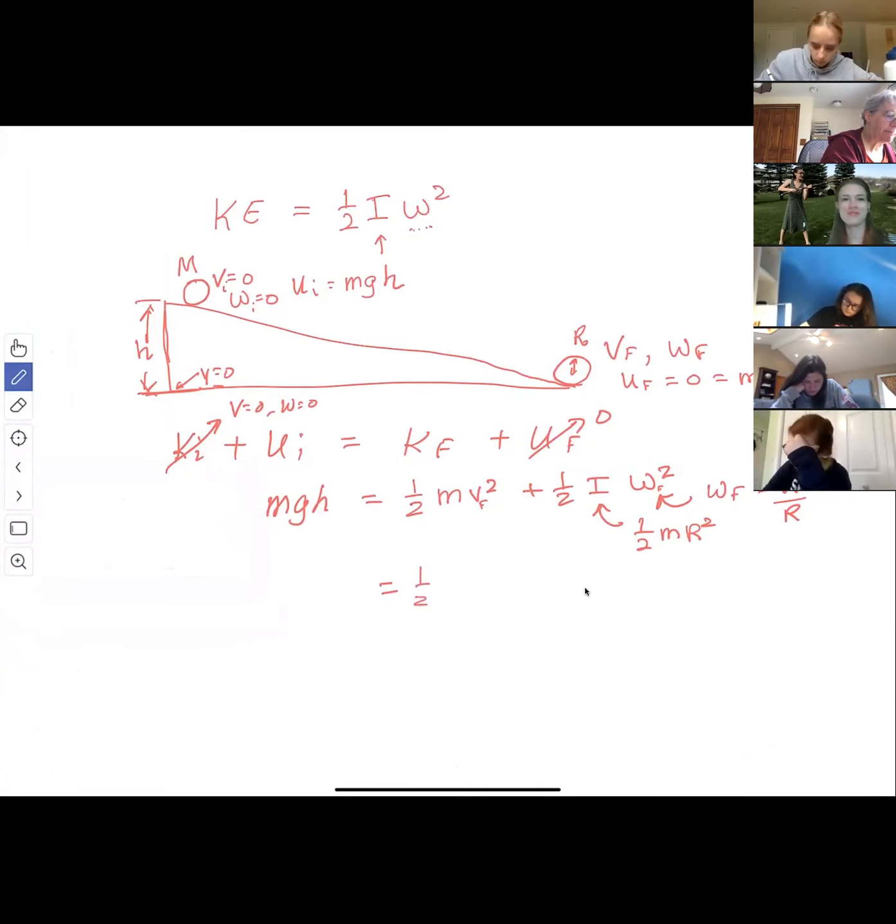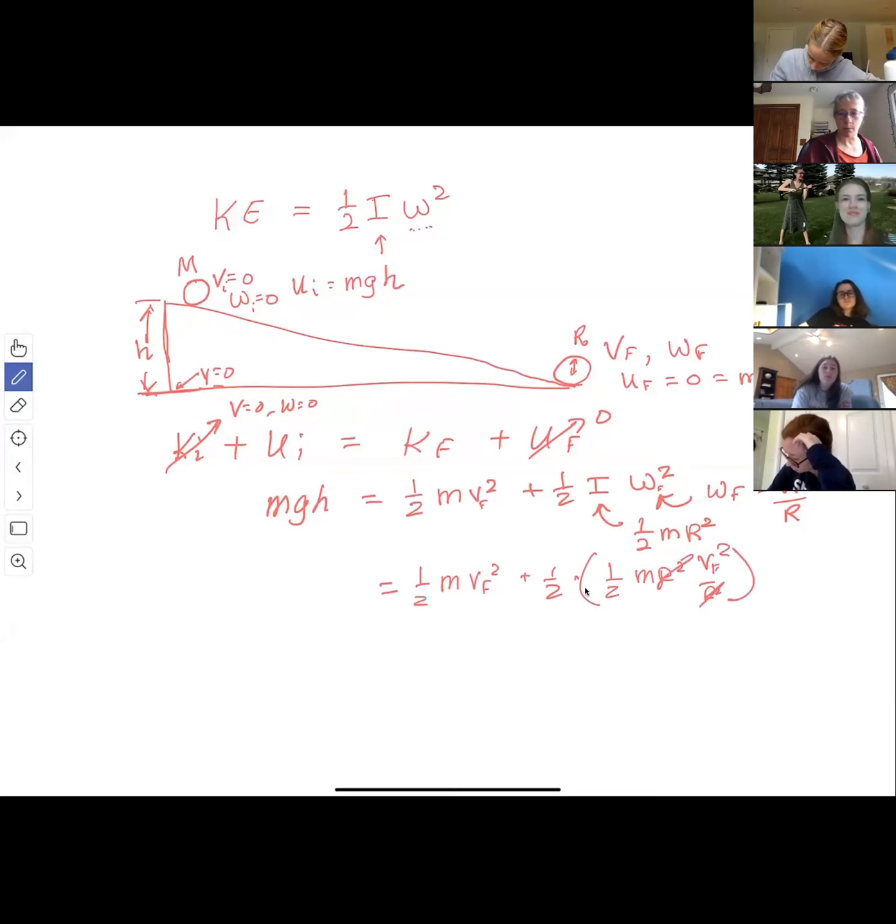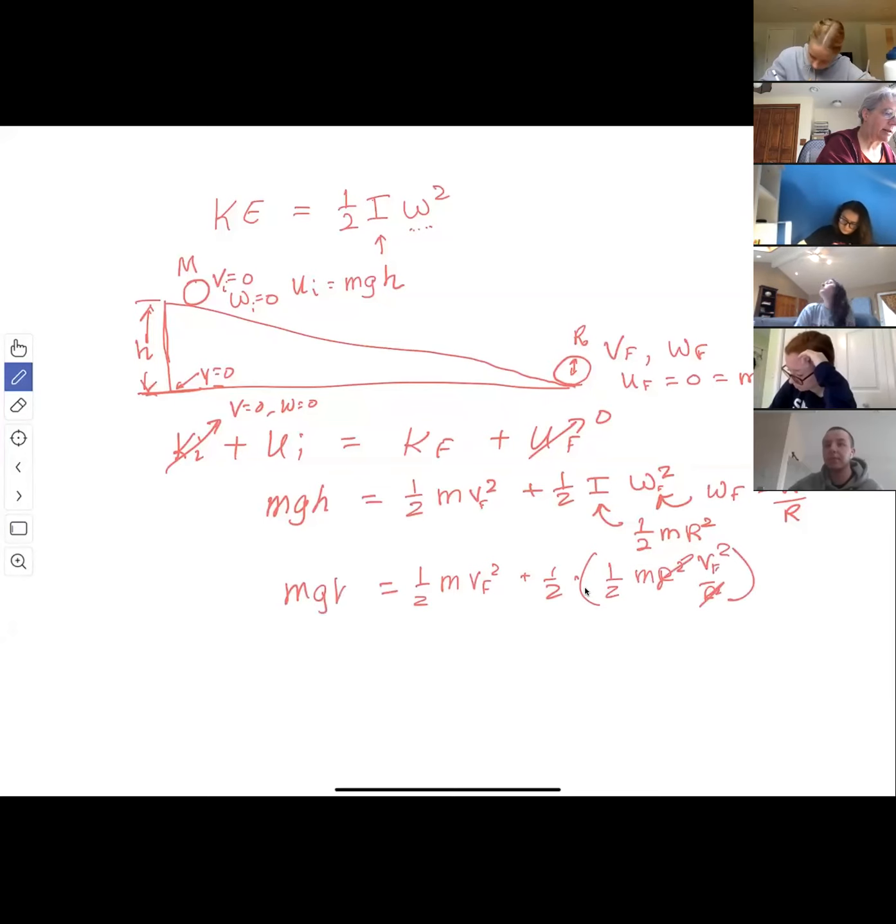So I get 1/2 m v final squared plus 1/2 times the moment of inertia, 1/2 mr squared. And then I've got to multiply it by omega squared, so it'd be V final squared over R squared. So the R's actually cancel. I think this is what someone referred to in the chat already, that the R's cancel out. Great. And this is still MGH on this side.